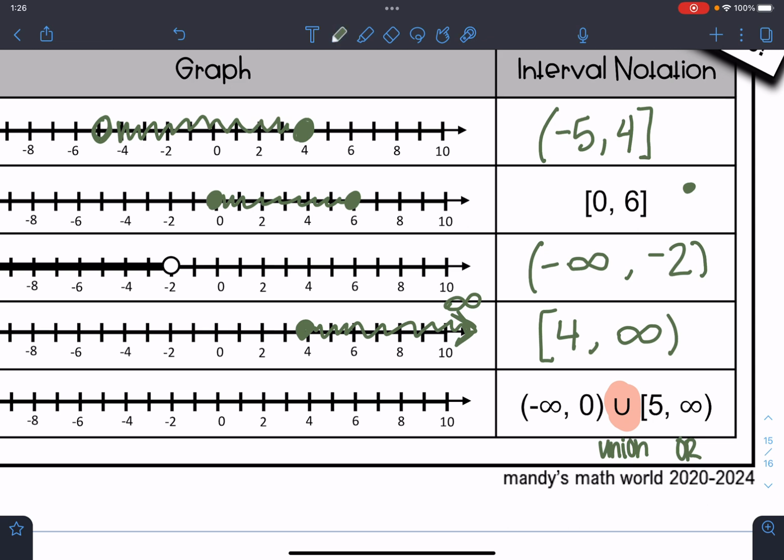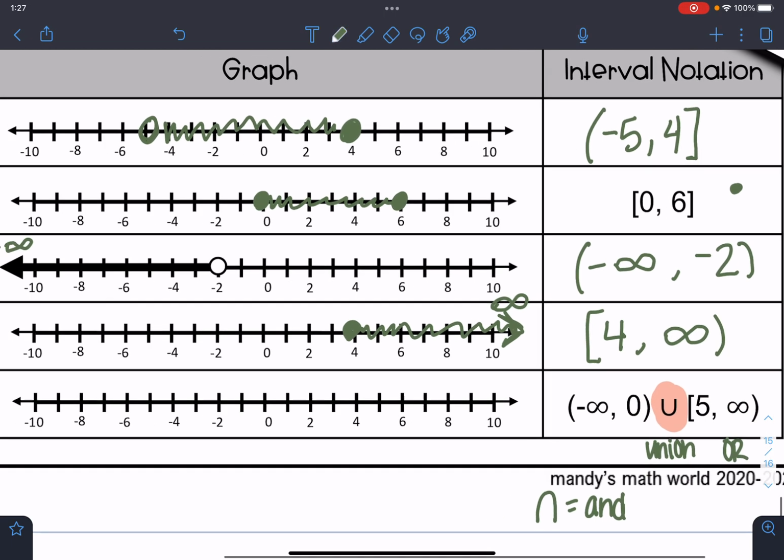I remember, if you don't remember that, if you're like, I'm not going to remember, just remember that this means and, because this one looks like an A, okay? And so then that makes the other one have to be or. That's really how I remember it.